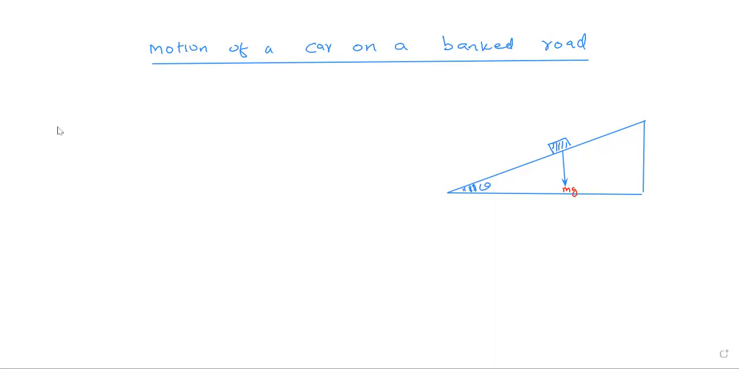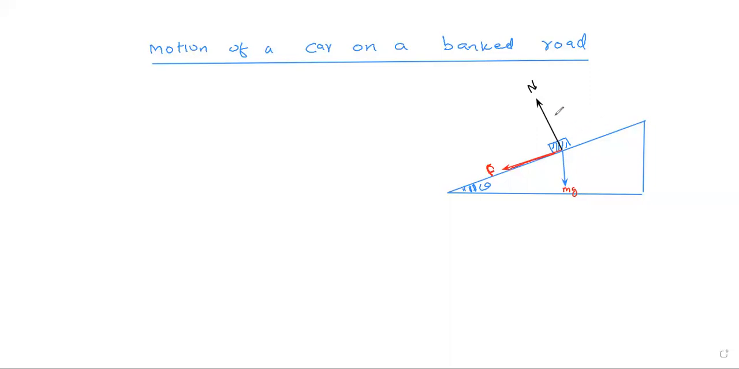Okay, right? So this is the frictional force, acting in this direction along the surface. Mg force is acting downward and frictional force F is acting along the surface. And the normal reaction force is acting perpendicular to the surface. This is the normal reaction force. It is perpendicular to the surface.